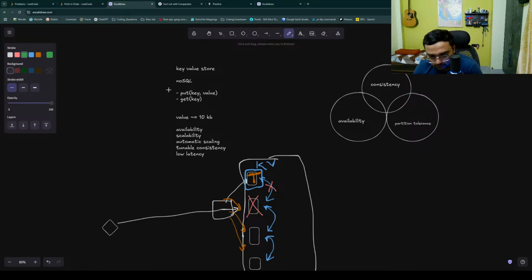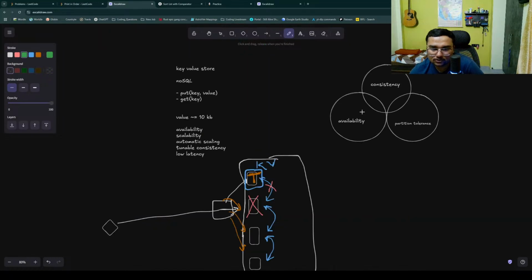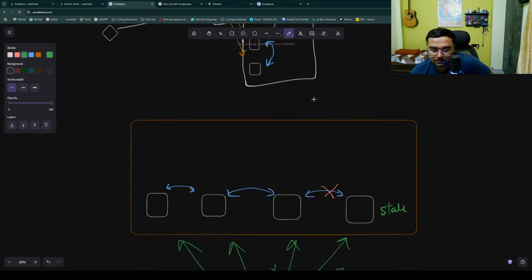Okay, good revision. We can either have CA systems, CP systems, or AP systems. We need to make a choice for what we need for our key value store. I believe in CA systems. No, CP. Consistency should be there and partition tolerance should be there. I mean, I 100% believe in consistency.